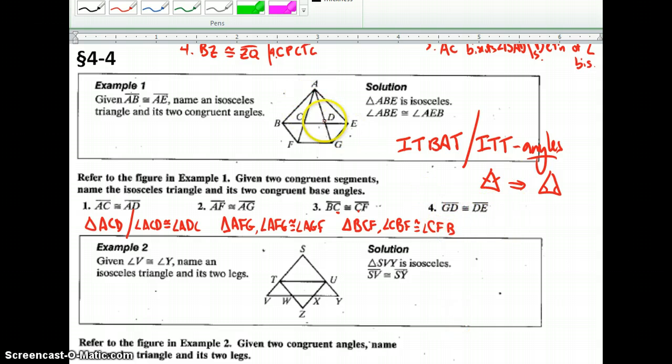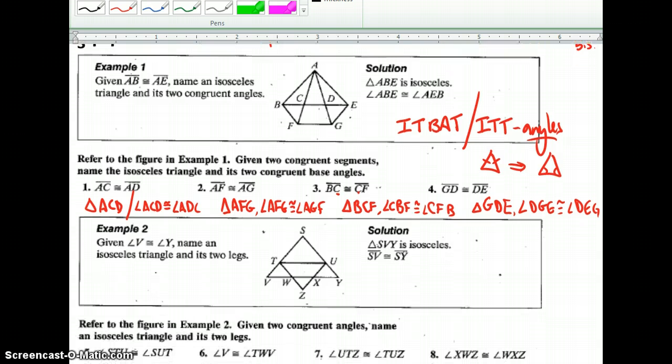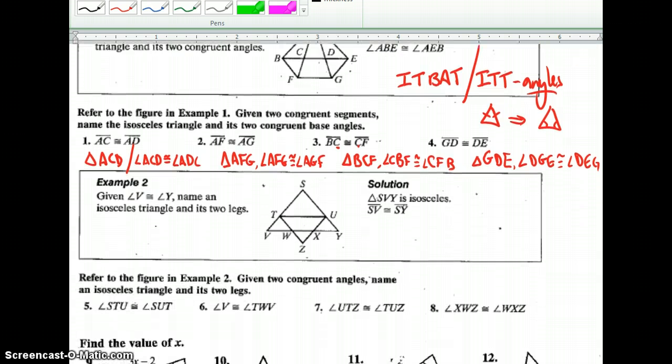And number 4, GD and DE. D is probably the vertex. It's exactly the same thing. It's just over here. Really? You're going to make me do that? All right. GDE, with the angles going to be congruent at G and E. So angle DGE and DEG.